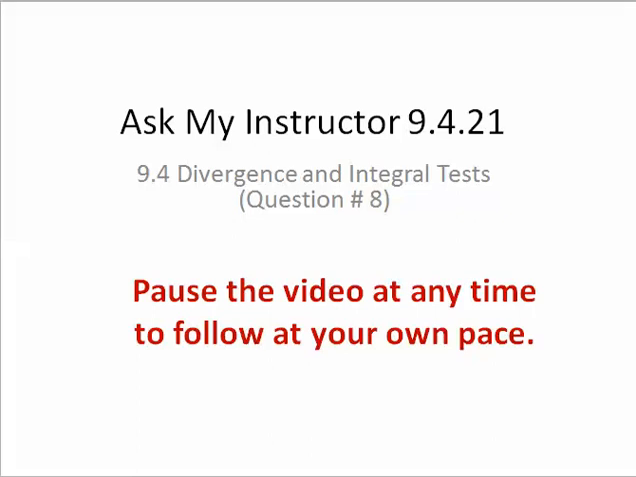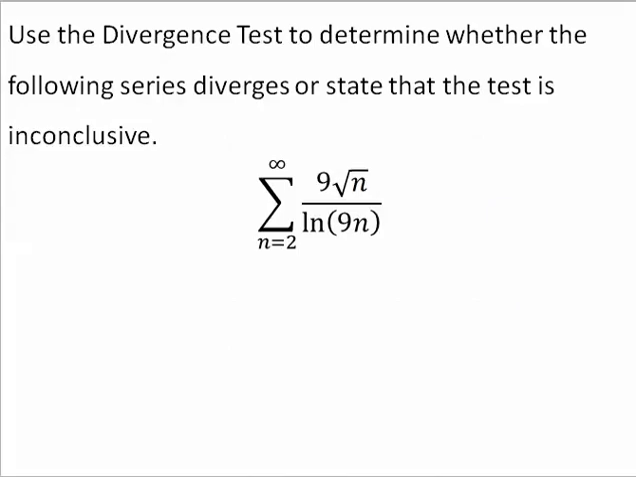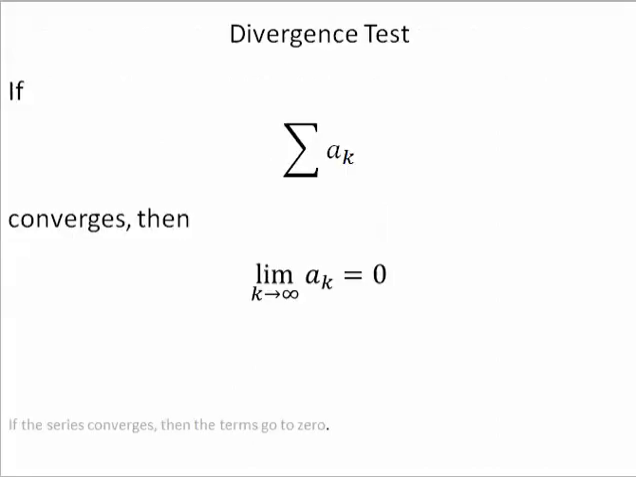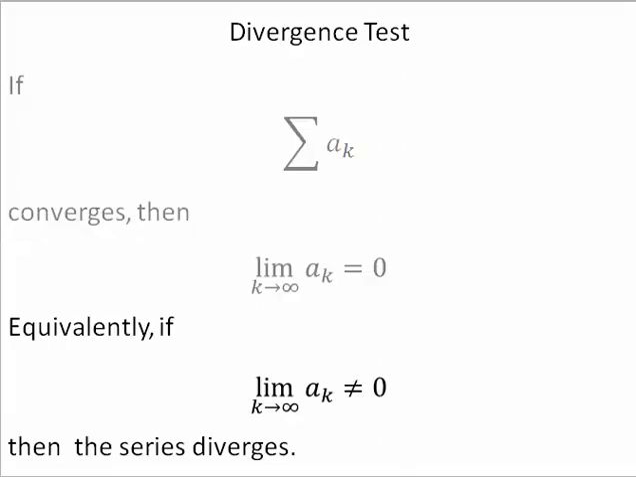Ask My Instructor 9.4.21. Use the divergence test to determine whether the following series diverges or state that the test is inconclusive. So, what is the divergence test? The divergence test says that if a series converges, then the terms go to zero. Equivalently, if the terms do not go to zero, then you know the series diverges.